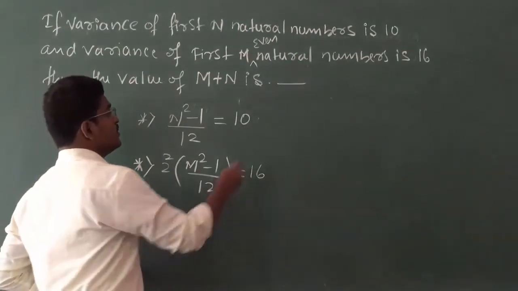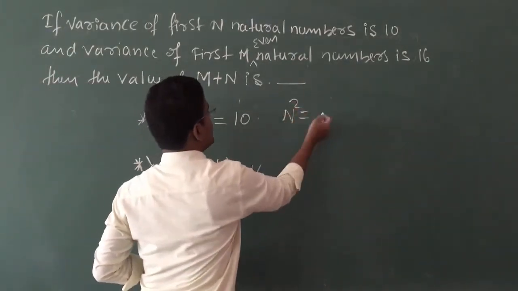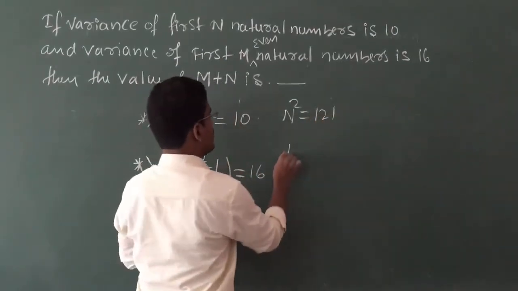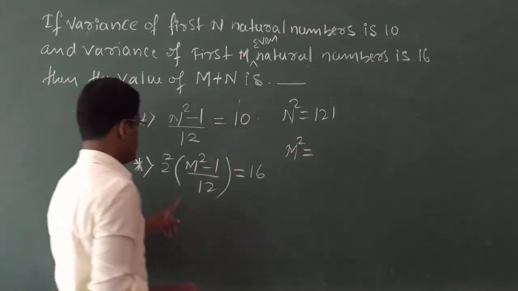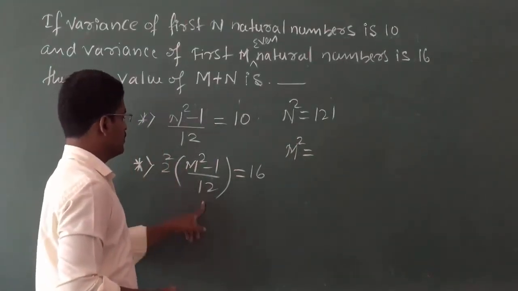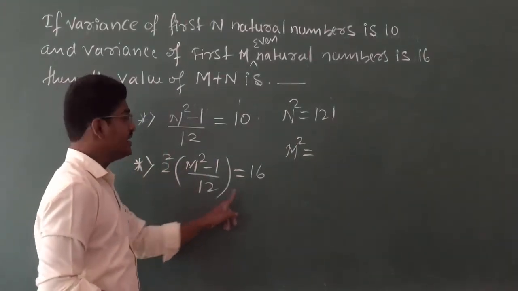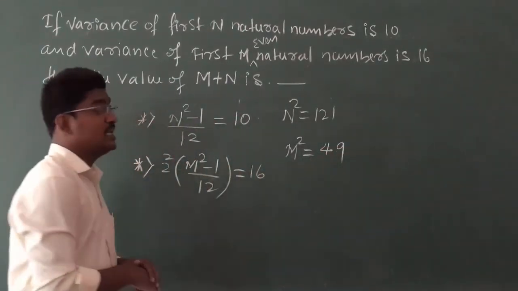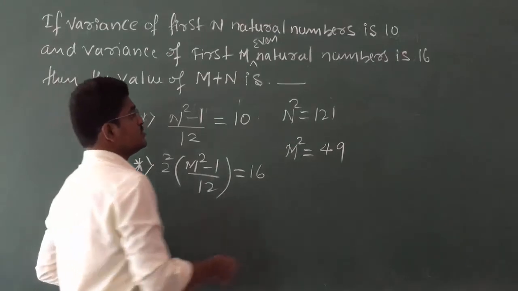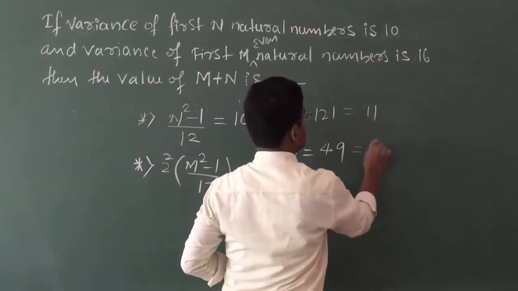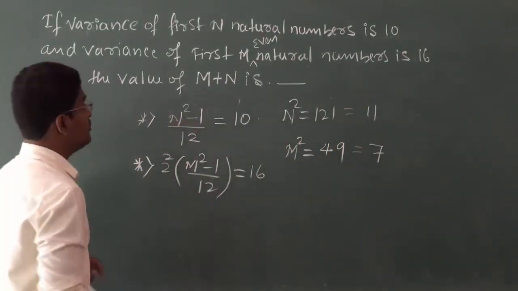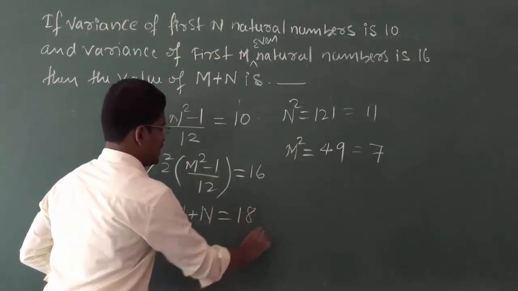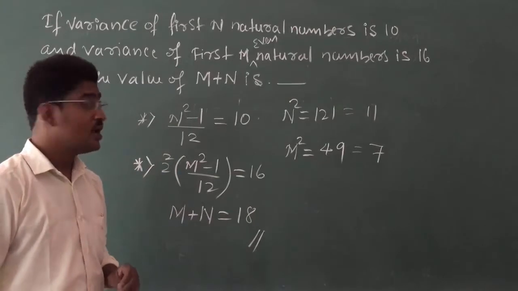Clear? Okay. So this is n square equal to 121. Here m square will be equal to, if I simplify this, 3 into 16 is 48 plus 1, it will be 49. M square will be 49. So this is equal to 11, this is equal to 7. So m plus n is equal to 18. M plus n is equal to 18.